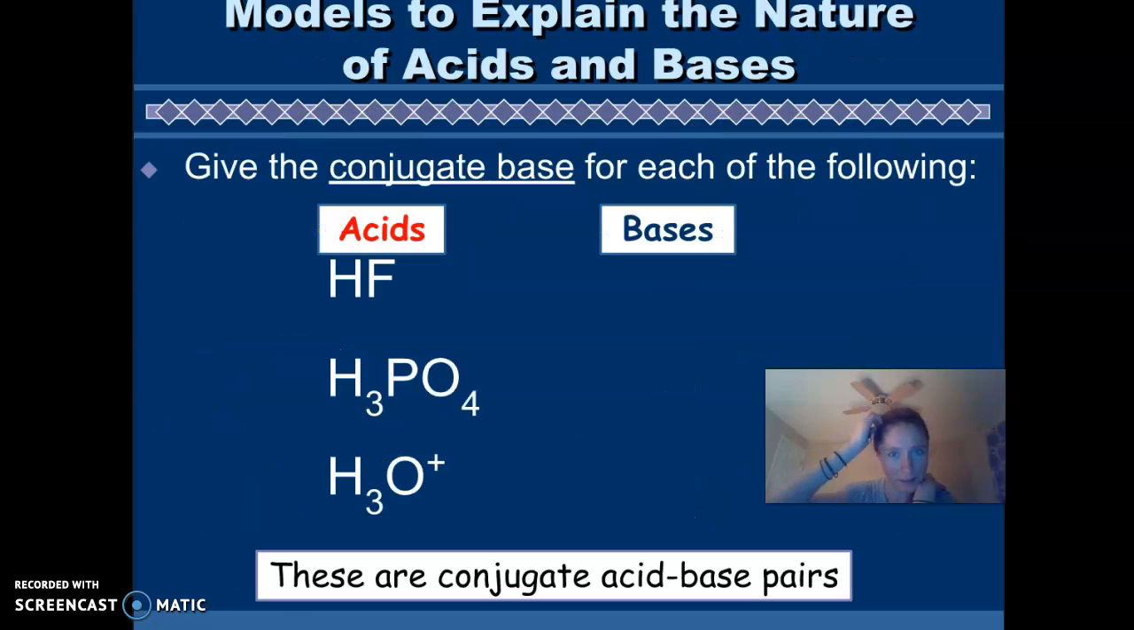Alright, so I have some examples of acids. Notice again how they all start with the H. And I want you to try to come up with their conjugate base. So what are they going to look like after they've lost their H plus? So for the first one, this is hydrofluoric acid. If you lose the H plus, then you are left with fluoride, F minus.